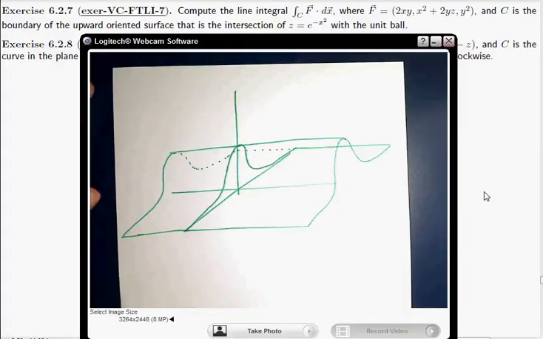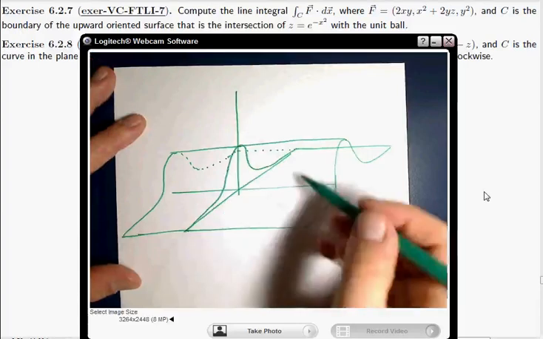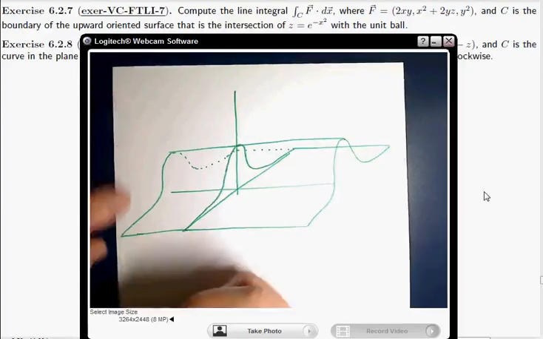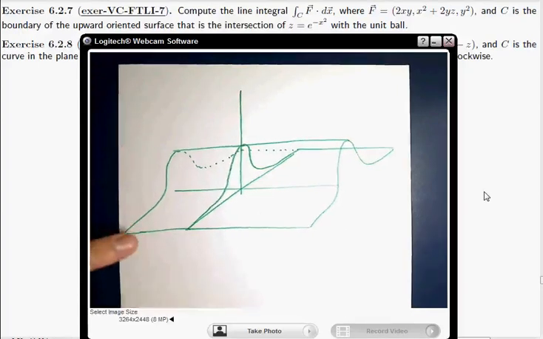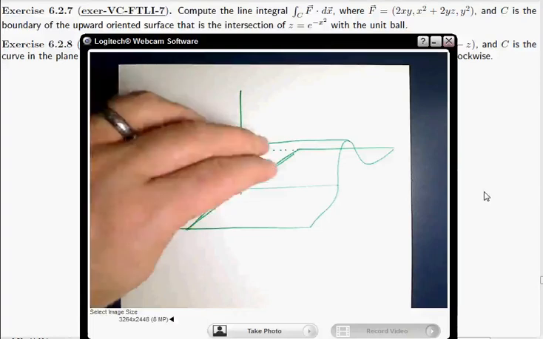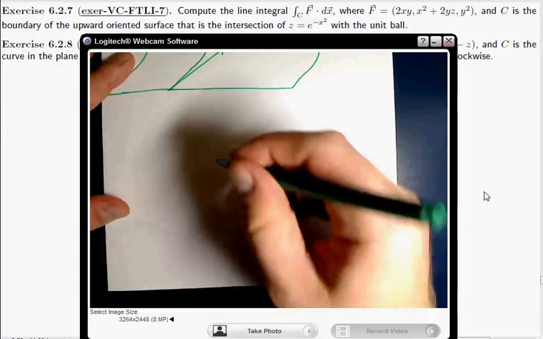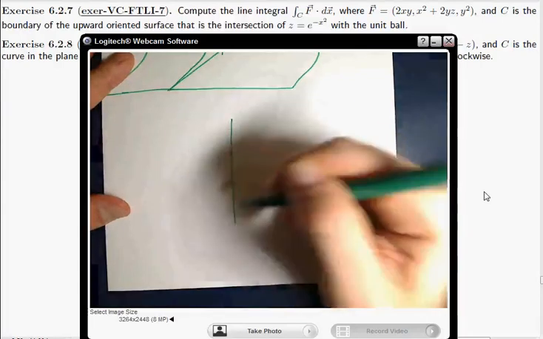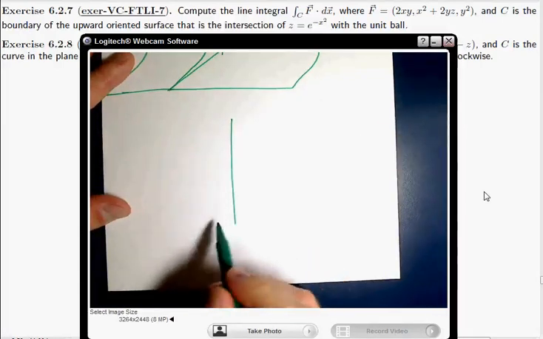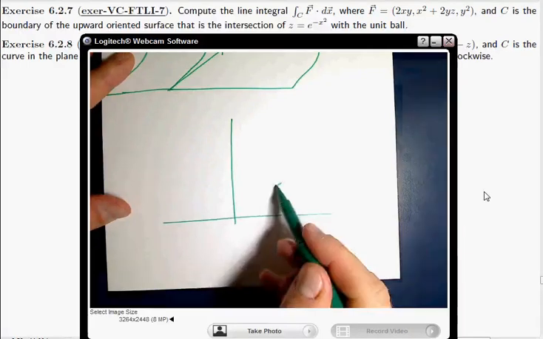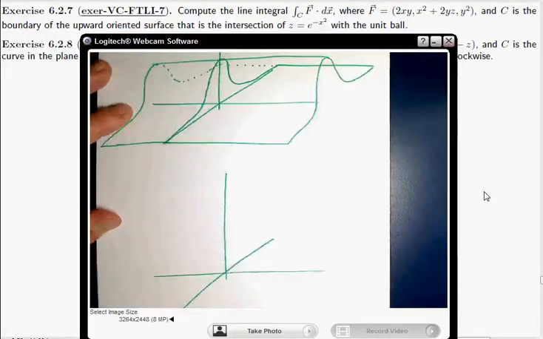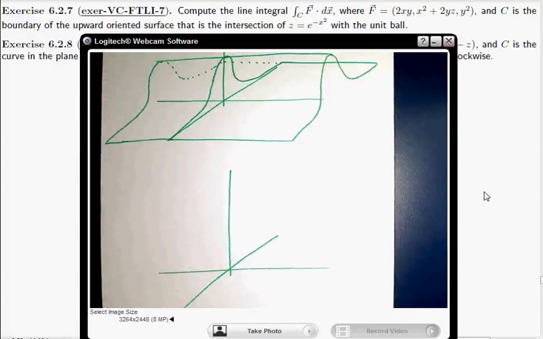All right, how does this intersect the unit ball? Well, the unit ball is going to be right around in here, right? And so most of the surface, like this part of the surface, isn't part of it. We're just going to be looking at a part of this surface that fits in the unit ball. So it's going to be a little hard to draw, for one thing, but not terribly bad. And it's going to turn out I don't even have to be too terribly precise about it.